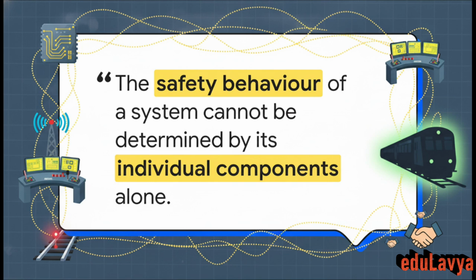Listen, you can go out and buy the most mathematically perfect, highly reliable, solid-state interlocking computer on the planet, but it is entirely useless and honestly potentially dangerous if the telecom bearer drops its data packets, or if the user interface on the signaler's desk is confusingly designed, or if a track circuit simply fails to detect a contaminated railhead. True safety only emerges when every single one of those pieces shakes hands flawlessly.